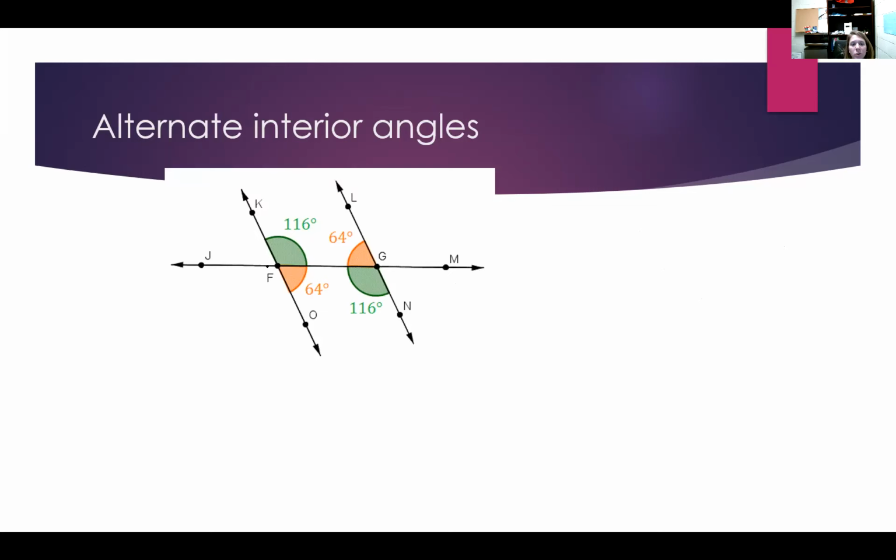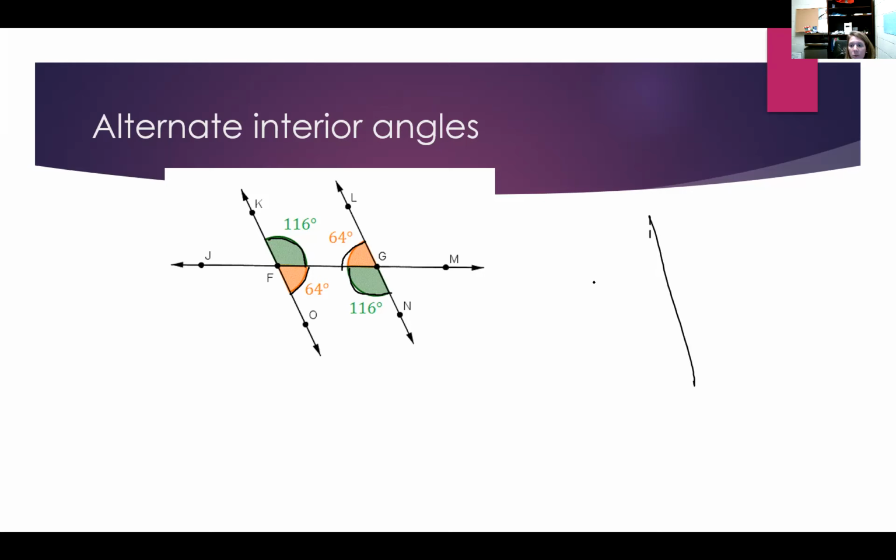And from this, you can tell things about the angles. So alternate interior angles, interior means they're inside the parallel lines. So alternate interior means that these are going to be equal to each other. So these are alternate interior and these are alternate interior. Notice this is 116, this is 116. This is 64, this is 64. And also notice these two angles here form 180 degrees.